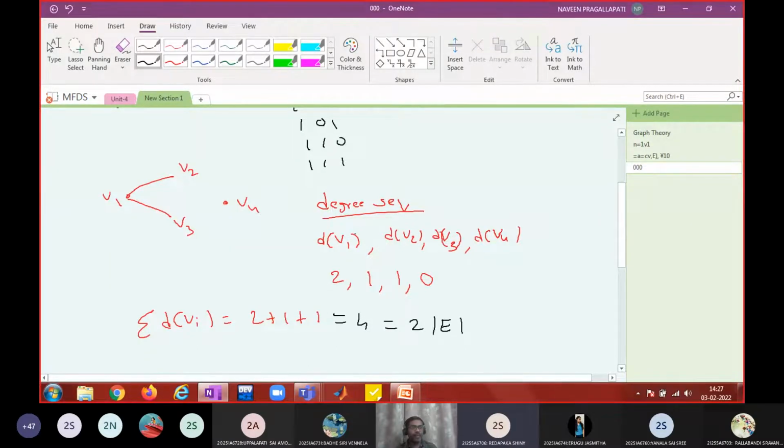Okay. So because each edge is contributing a degree to one vertex, each edge is contributing degrees to its adjacent vertices. Therefore, if you take the sum of all those degrees, that will be equal to 2 times the number of edges. That means to say that what? Sum of all degrees cannot be odd, because 2 times any number is always even. So the sum of all degrees of vertices is always even.